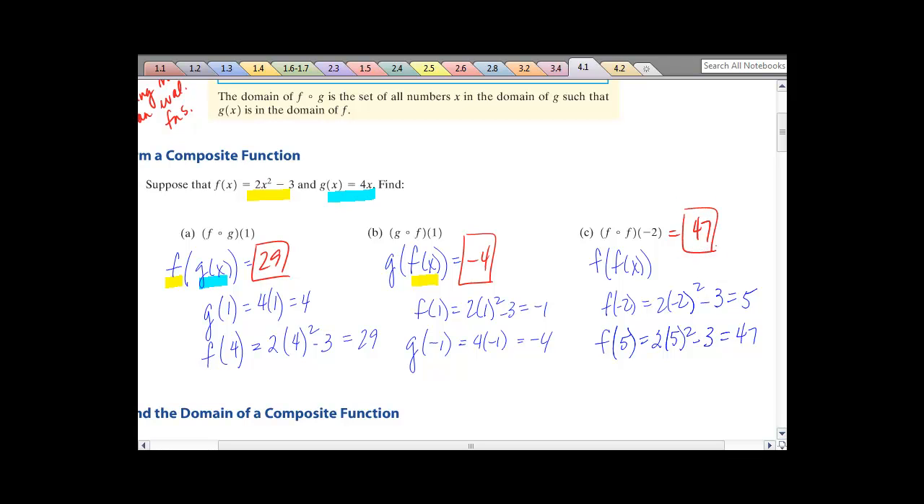So it's just a two-step evaluation. Working from the inside out, I evaluate the inside function first at the given value, and then I evaluate the outside function at the new value.